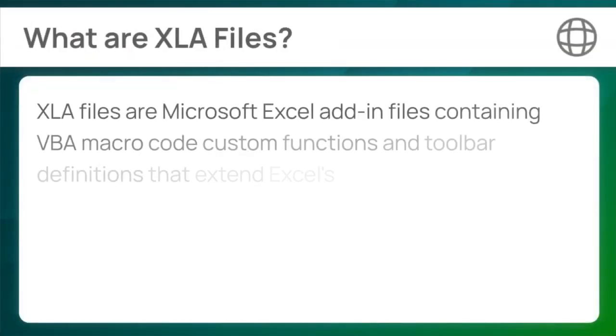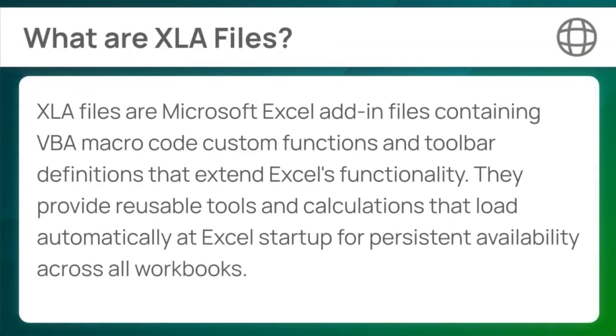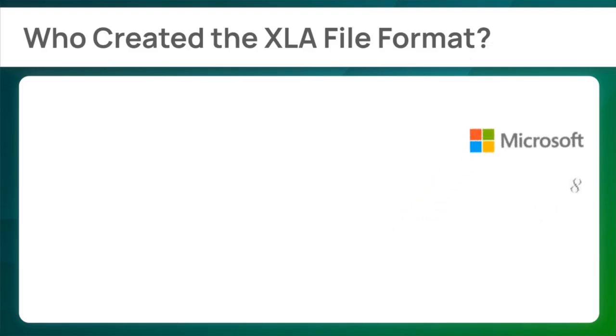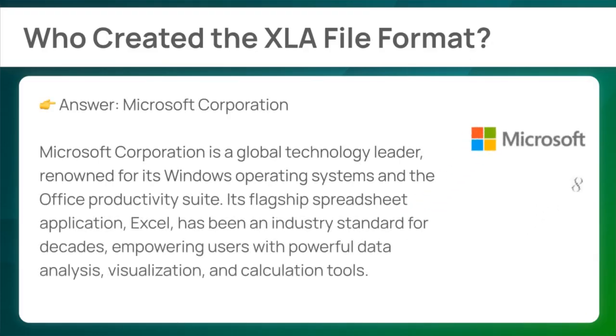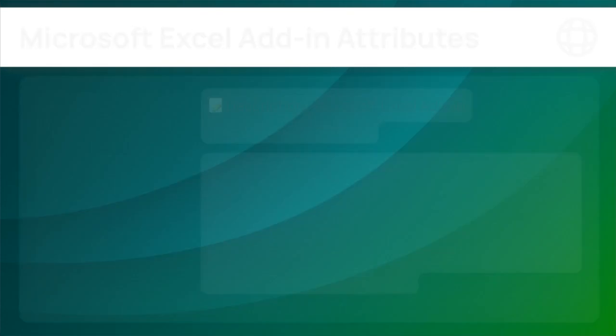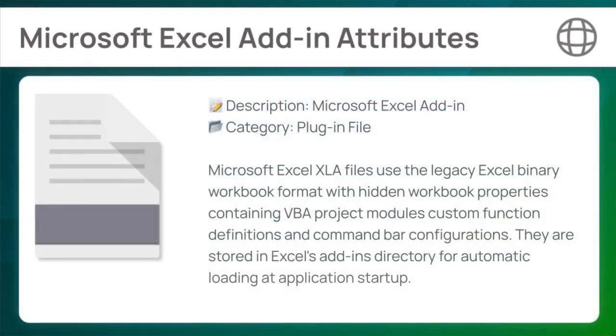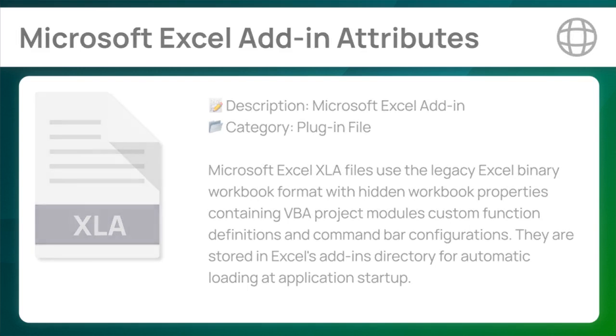XLA files are Microsoft Excel add-in files containing VBA macro code, custom functions, and toolbar definitions that extend Excel's functionality. They provide reusable tools and calculations that load automatically at Excel startup for persistent availability across all workbooks. Microsoft Excel XLA files use the legacy Excel binary workbook format with hidden workbook properties containing VBA project modules, custom function definitions, and command bar configurations. They are stored in Excel's add-ins directory for automatic loading at application startup.